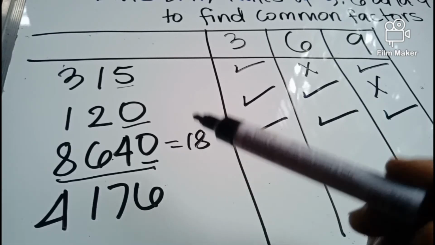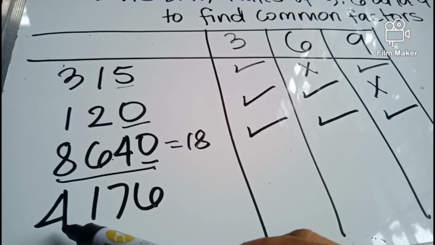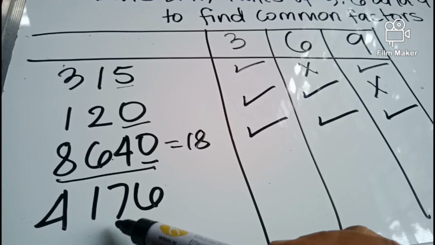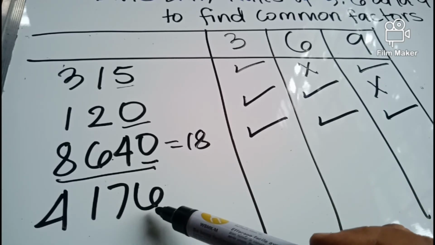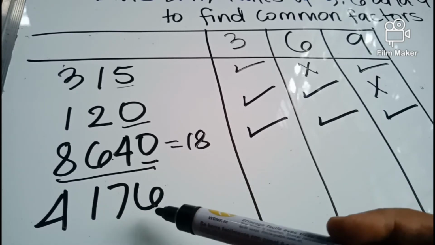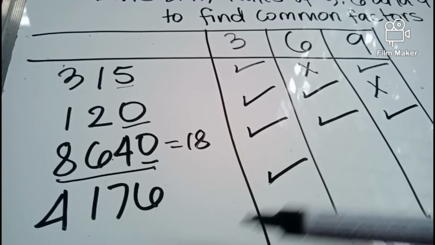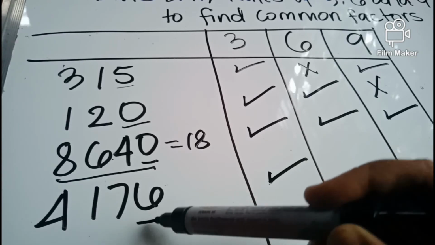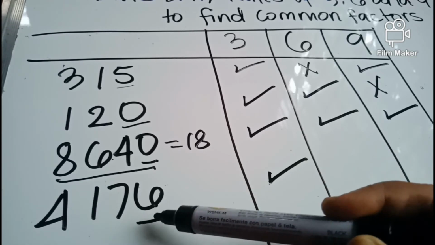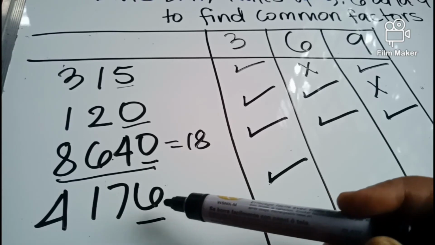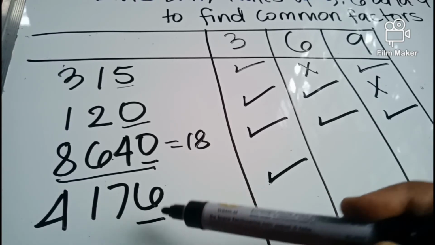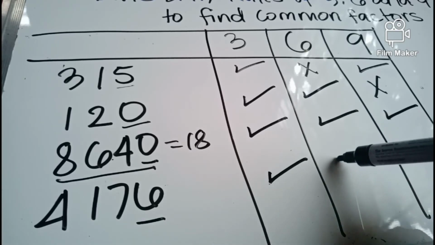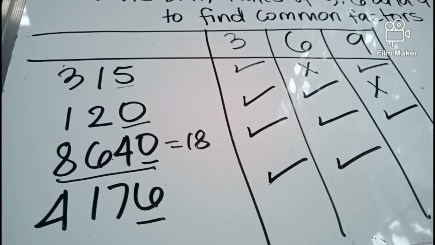4,176. Let's add first the digits. 4 plus 1 is 5. Plus 7 is 12. Plus 6 is 18. 18 is divisible by 3. Looking at this number, it ends in 6. Therefore, it is divisible by 2. Since 4,176 is divisible by 2 and divisible by 3, therefore, it is also divisible by 6.